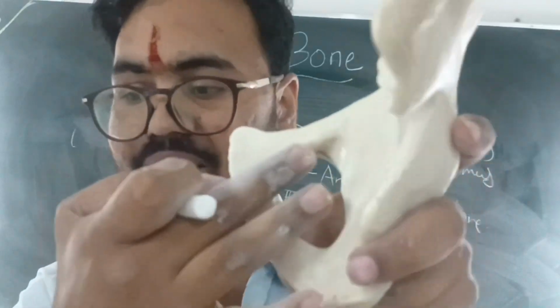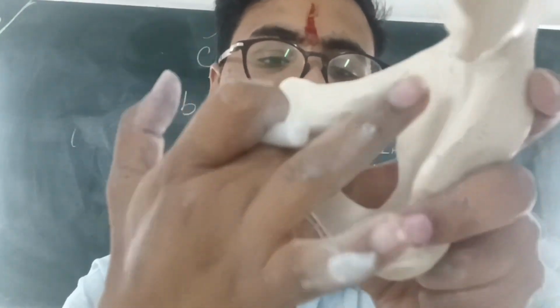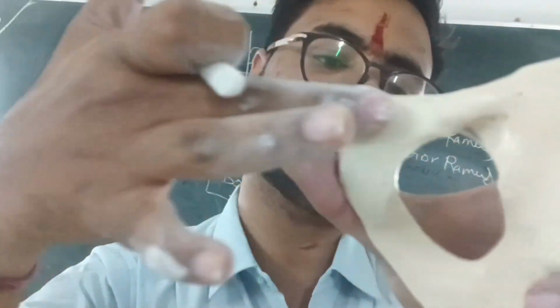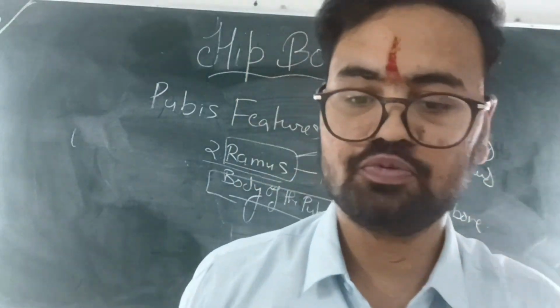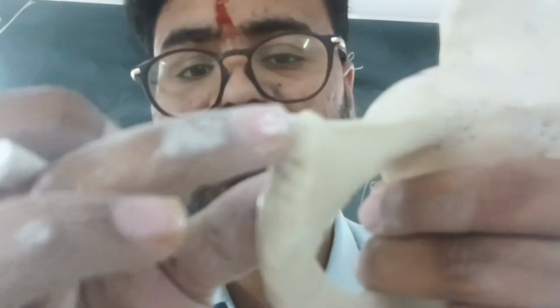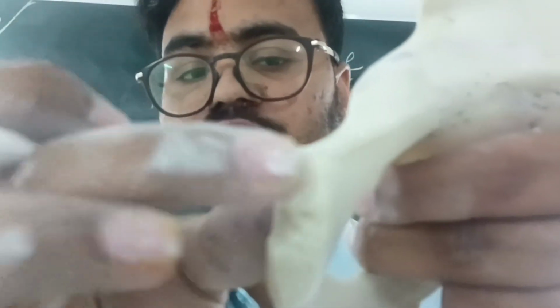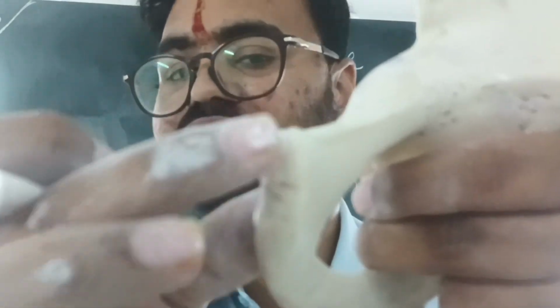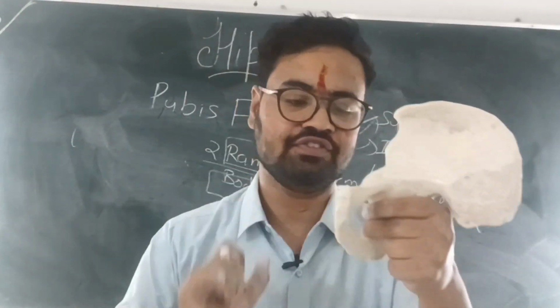The superior ramus is located above the obturator foramen. This is the obturator foramen. So the superior ramus is just located above the obturator foramen. I hope you got my point. See, this one is the pubic crest. This portion is the pubic crest. I hope you understood this point.